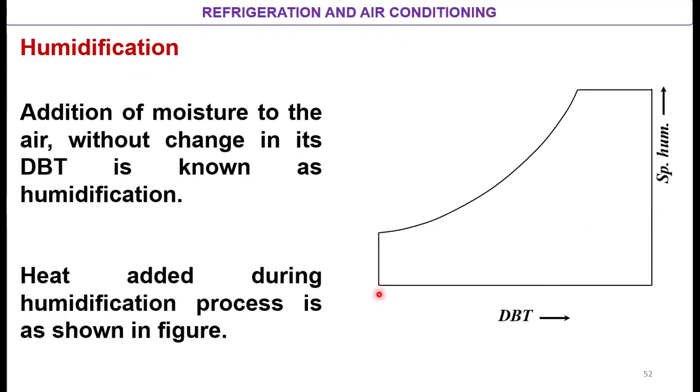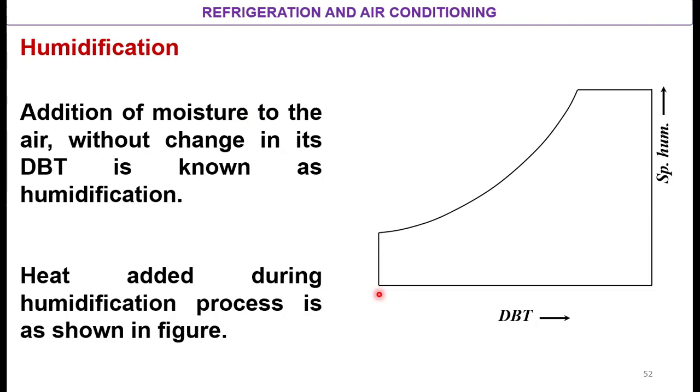Okay, now the next process. Write down this title in your notebook, humidification. And write down the definition as well. Write down these 2 lines, 2 paragraphs. Addition of moisture to the air without change in its dry bulb temperature is known as humidification. A simple definition for the humidification.